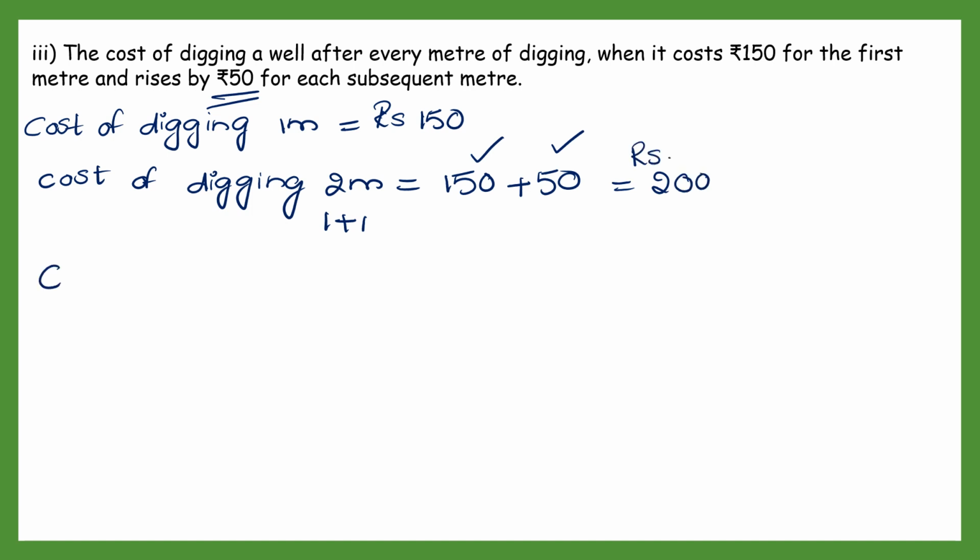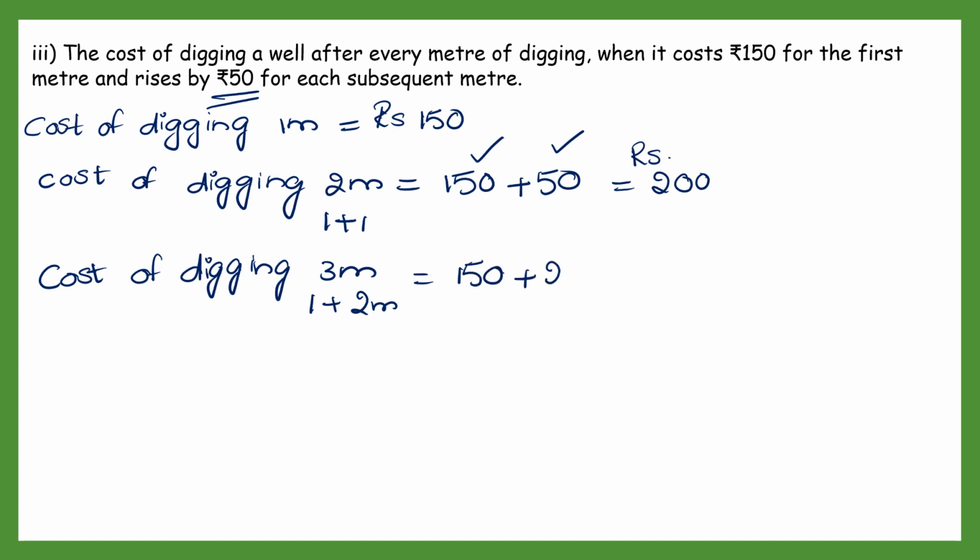Next, cost of digging 3 meters. So 1 meter plus 2 meters. For the first meter it is 150 rupees. For the next subsequent meters it is 50 rupees each. 2 meters extra, so 2 into 50. 150 plus 100. It will be rupees 250.